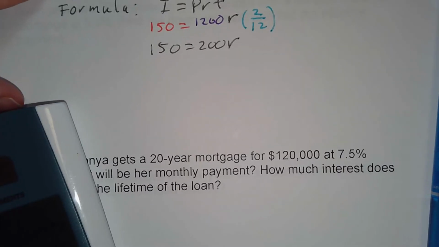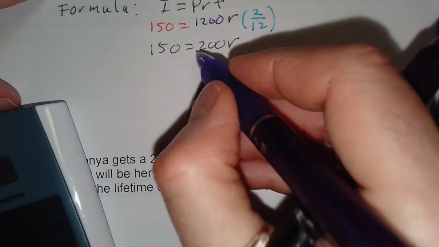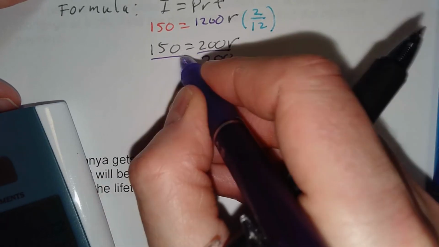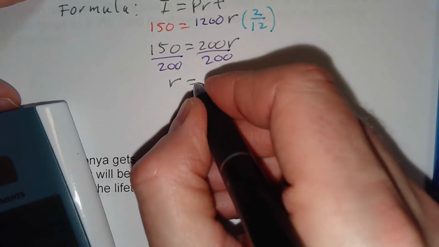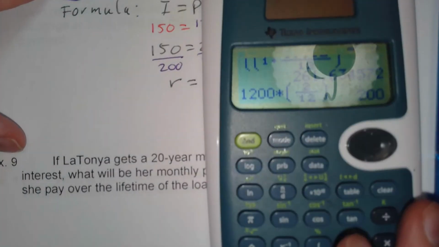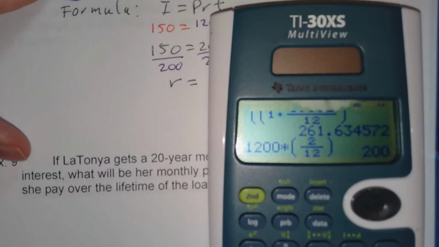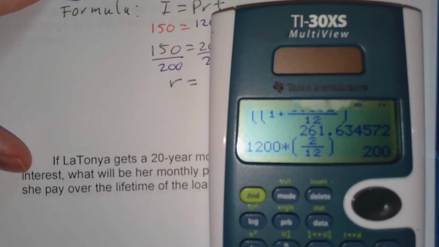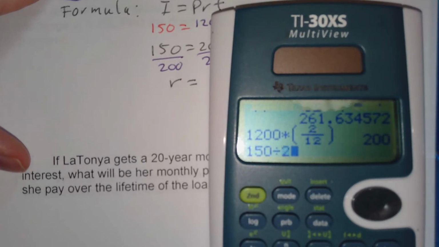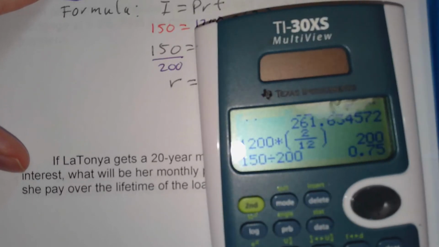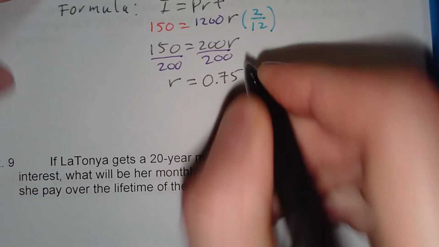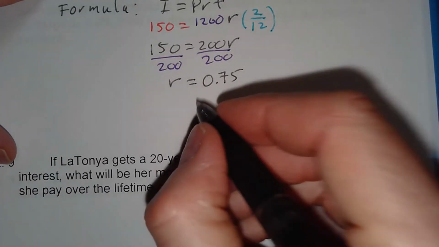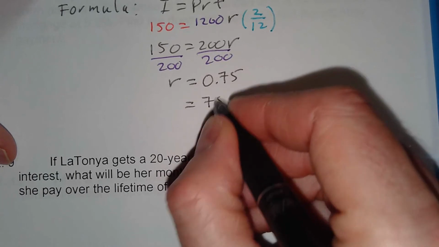To solve for r, we divide both sides by 200. Keep in mind that's going to give you r as a decimal. So we need to do 150 divided by 200. And that's 0.75, which is equal to 75%.